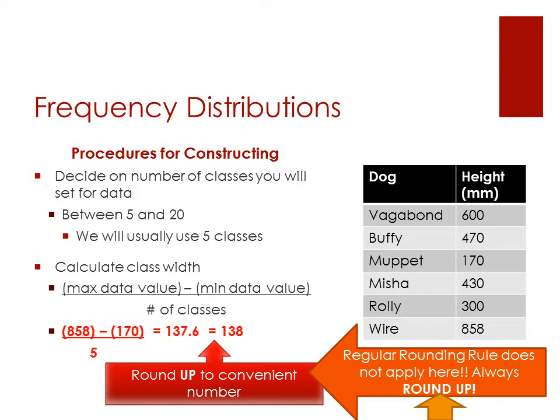Pay careful attention here that we always round up to the convenient number. So this is very different than your regular rounding rule. If this had been 137.2, we would have still rounded up to 138. Be very careful here. This is a place where people easily make mistakes, and as you can imagine, if you make this mistake in the first part of your exam, you're going to miss a lot of points because all of the rest of your calculations are going to be off. So be careful putting this in your notes and identifying it. Circle it and write it in red if you need to, so you don't skip this step.